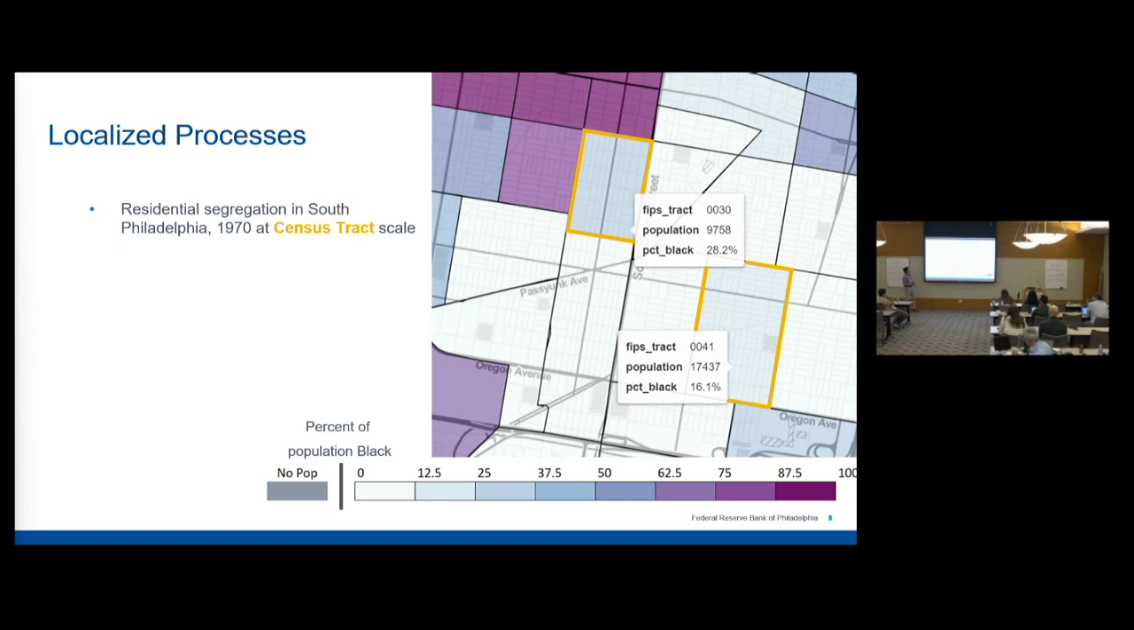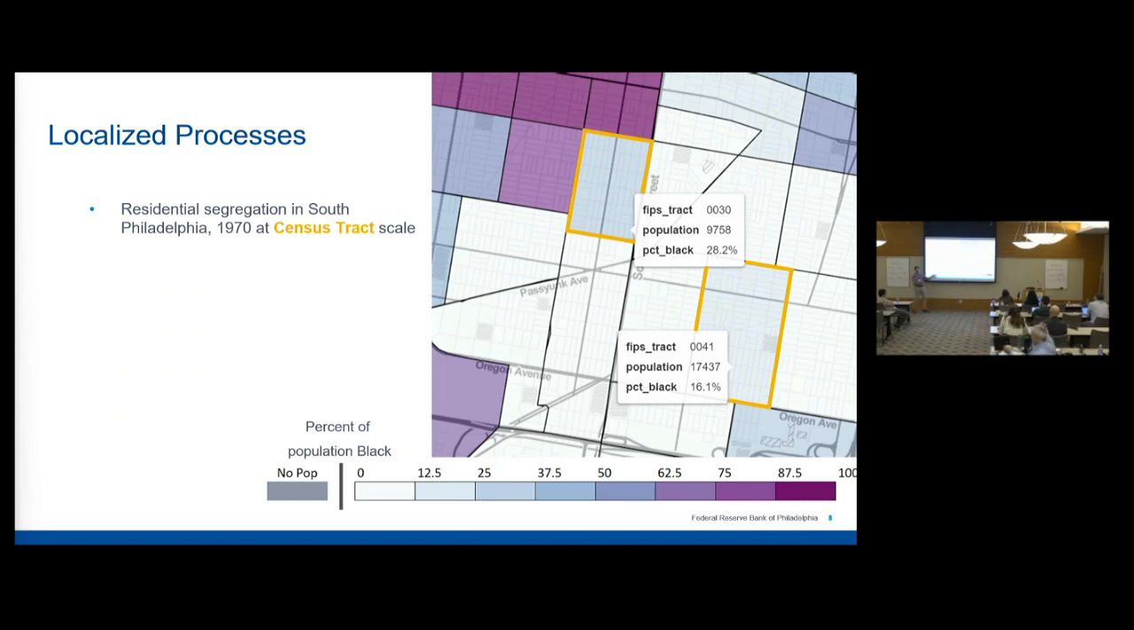And so this is an example drawn from South Philadelphia. We're observing two census tracts in 1970 in South Philadelphia that have been highlighted here. The one on the upper left has a black share in 1970 of 28%. The one on the lower right has a black share of 16%. Both of these tracts are around the citywide average black share, right? And so looking at the tract data, you might infer, especially for the tract on the lower right, oh, maybe this is an integrated tract, right?